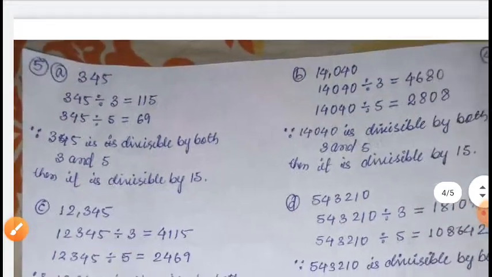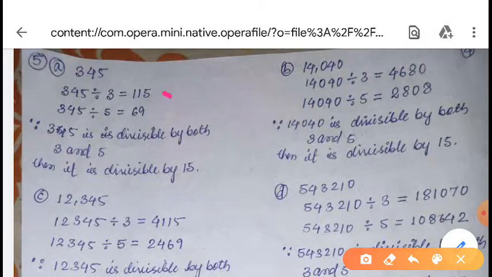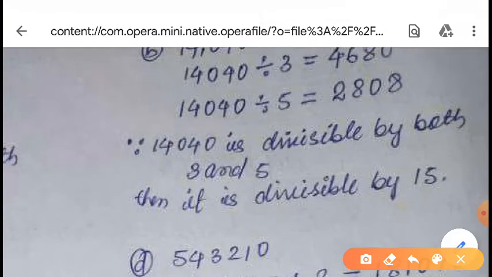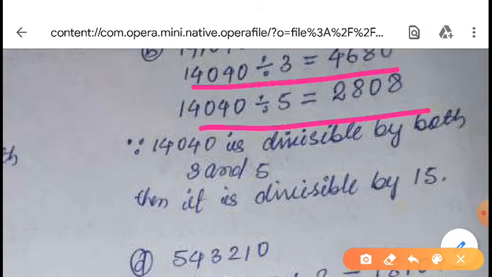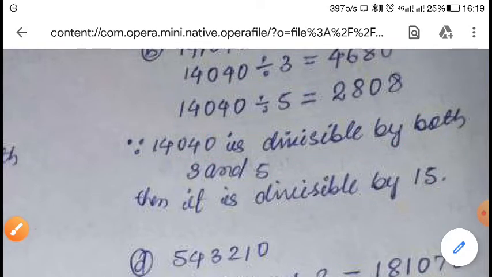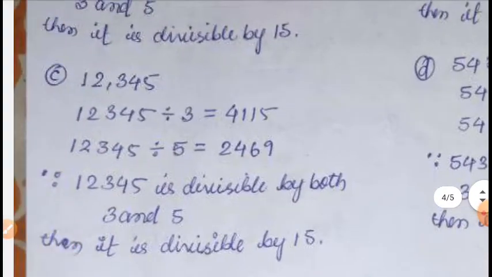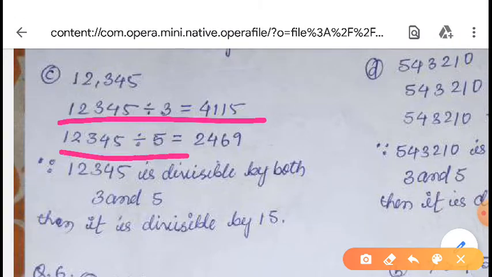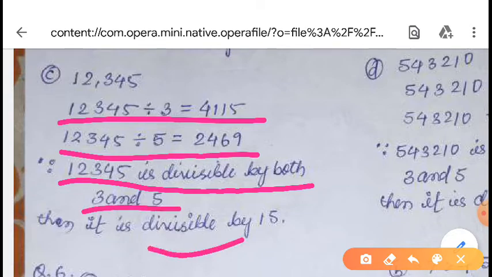So for this you can see 345. You can see here 345 is divisible by 3, and 345 is divisible by 5 both. So we can write, 345 is divisible by both 3 and 5, so it is divisible by 15. I hope you are understanding this. Now next they have given 14040. You can see here it is also divisible by 3 as well as 5. So we can write, since 14040 is divisible by both 3 and 5, it is divisible by 15 too. I hope you have understood this. Now next, this is also divisible by 3, and it is also divisible by 5. So since this number is divisible by both 3 and 5, it is divisible by 15.